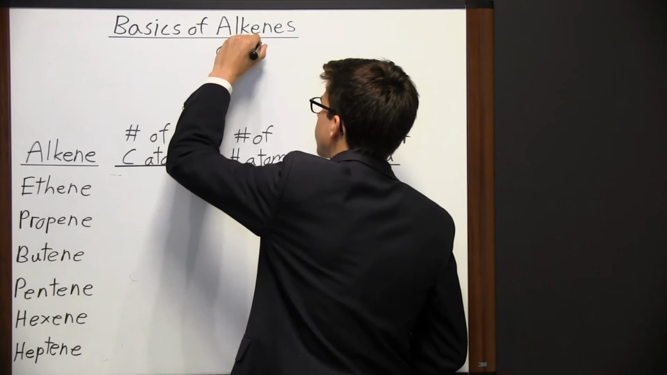Now, another pattern you may see in here is that there's twice as many hydrogen atoms as carbon atoms. So here for propene, we have 6 hydrogen atoms, and half of that is going to be 3. So that's how many carbon atoms we have. And then here we have 12 hydrogen atoms for hexene, and then 6 carbon atoms, which is half of 12. So we see 2 patterns that we can draw from this table of alkenes. So that's a look at the molecular formula of alkenes.